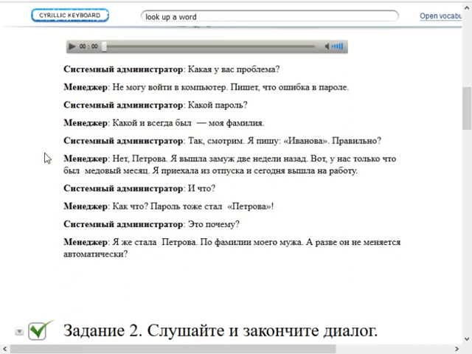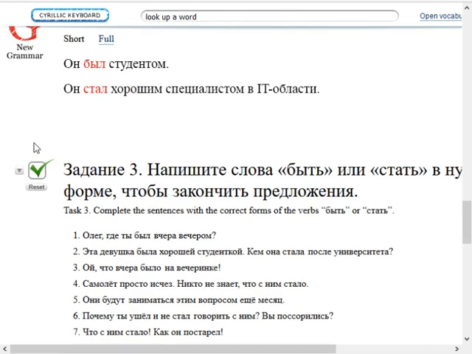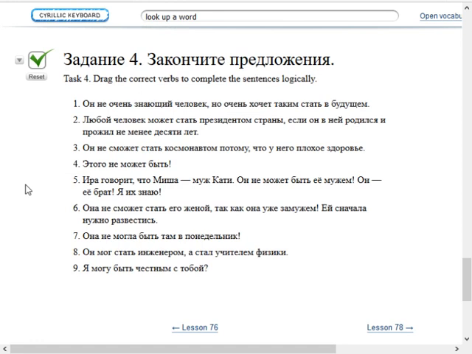So yeah, first dialogue between the sysadmin and the manager. Second dialogue between Marina and Olya. Third exercise. And fourth exercise.